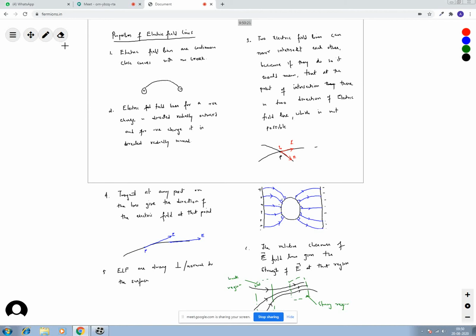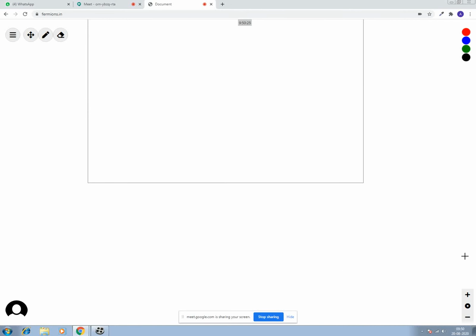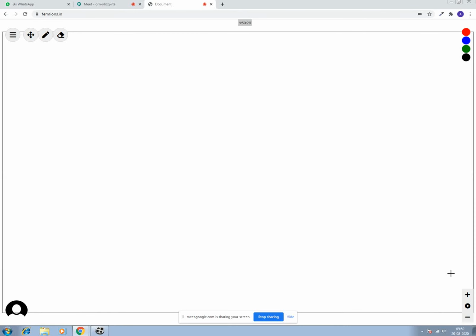So now let us come to electric flux. This is very important. What is electric flux? Before we proceed, you need to understand the area vector. What is the area vector? Area is taken as a vector. How come area is a vector?